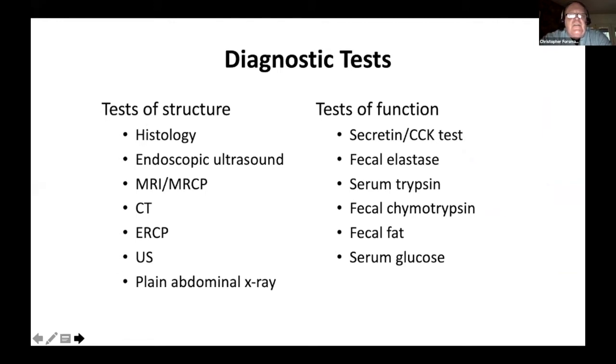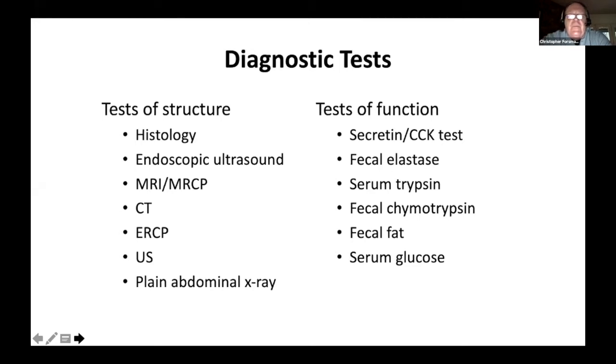And they're things that are familiar, I'm sure, to many of you. Histology obviously might be the best diagnostic test, but we rarely have access to tissue in these patients. So we have imaging studies like endoscopic ultrasound or MRI or CT. I included ERCP on the list of tests of structure. It obviously gives great pictures of the pancreatic duct, but it's really never used for diagnosis. It's largely a therapeutic tool. So although it's still on the list, it's not really used for diagnosis these days.